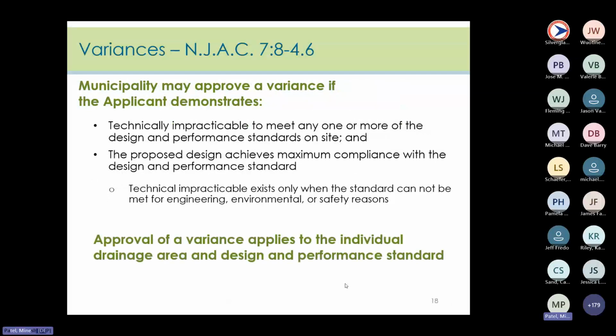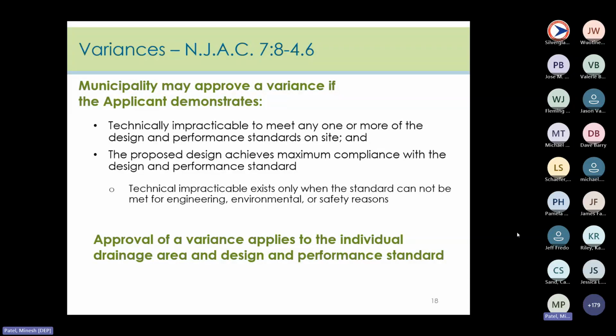With the amended version of the rules, the ability to grant variances requires a little more effort by the applicant. Now, there must be a demonstration that it is technically impracticable to meet one or more of the design standards. The only allowable variances are for engineering, environmental, or safety reasons, and they have to be spelled out very, very clearly. Cost is not really a factor here.